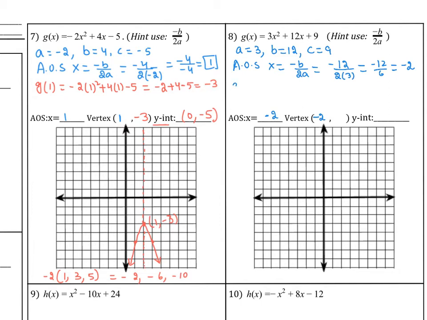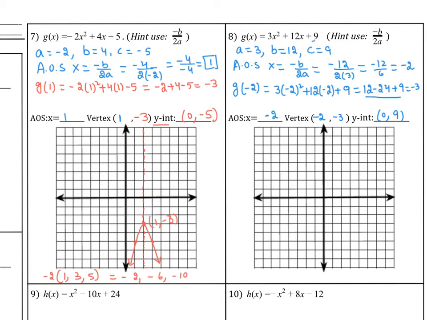And then you're going to plug the value of x into the given equation and find out the y coordinate of the vertex. So when you solve this portion, 12 minus 24 plus 9, that's going to give you negative 3. So the y coordinate for the vertex is negative 3, x is negative 2. And now you're going to find the y-intercept. The y-intercept is always (0, c), and in this case your c is 9, so (0, 9). So this is (0, c).